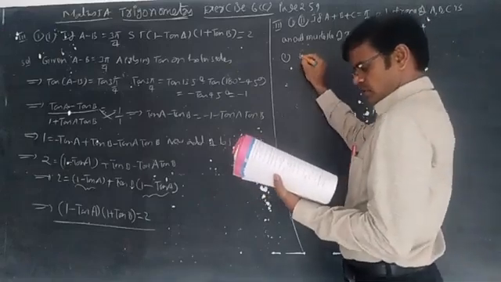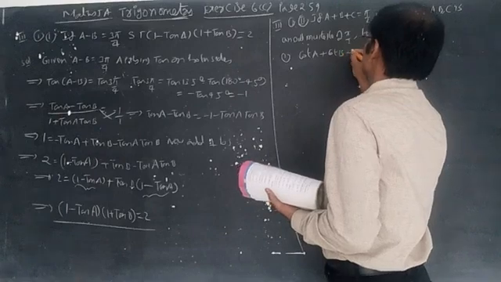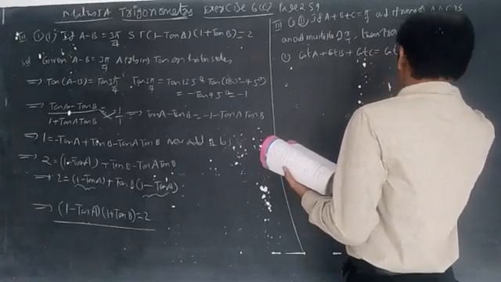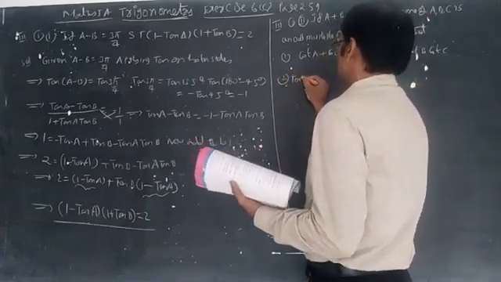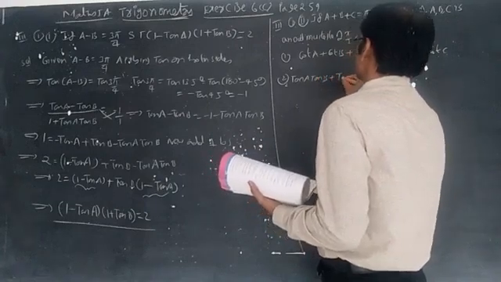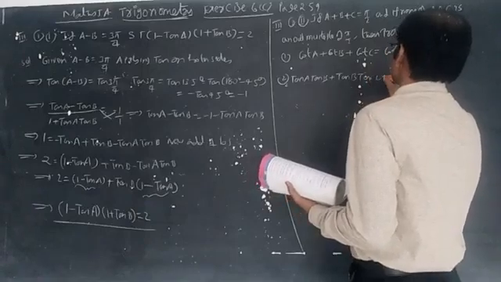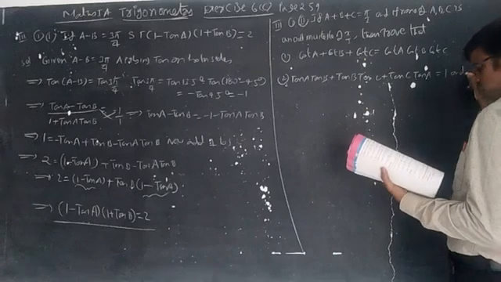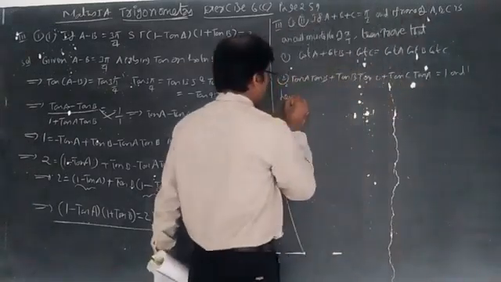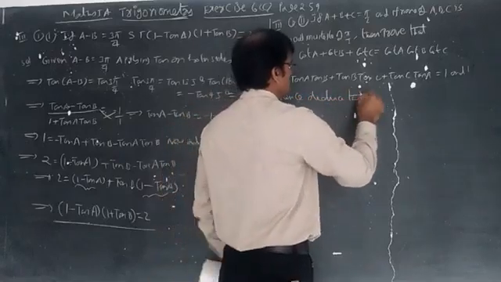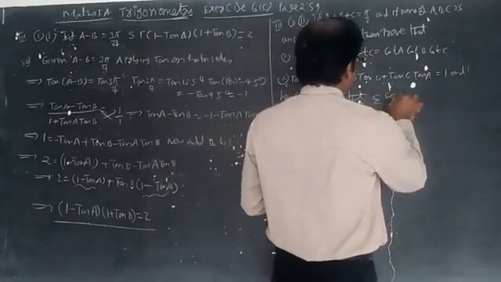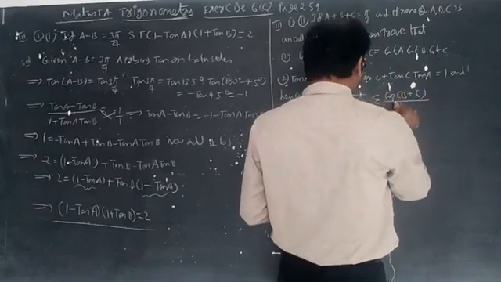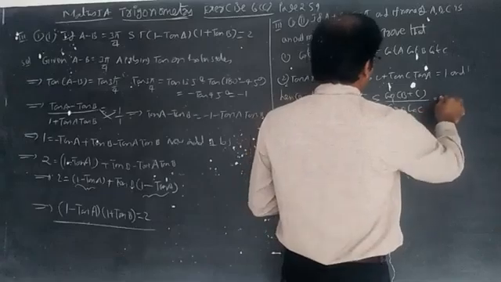First one, cot A plus cot B plus cot C is equal to cot A cot B cot C. Second one, tan A tan B plus tan B tan C plus tan C tan A is equal to 1, and hence deduce that, using this one we need to prove, sigma cos of B plus C by cos B cos C is equal to 2.